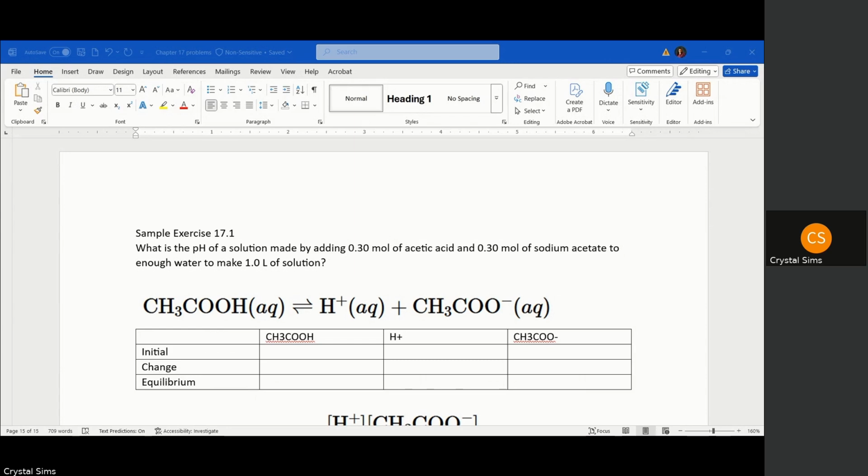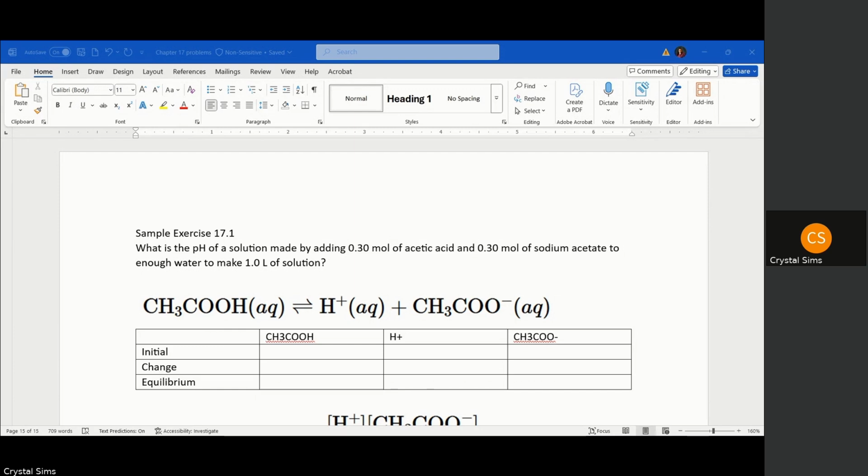If we look at the formula for acetic acid and the formula for sodium acetate, we see that they have the acetate ion in common with one another. So we have a common ion effect here, which is the acetate ion. In any problem that begins like this, where we're asked to find the pH of a solution by mixing different solutes together, we have to follow a series of steps.